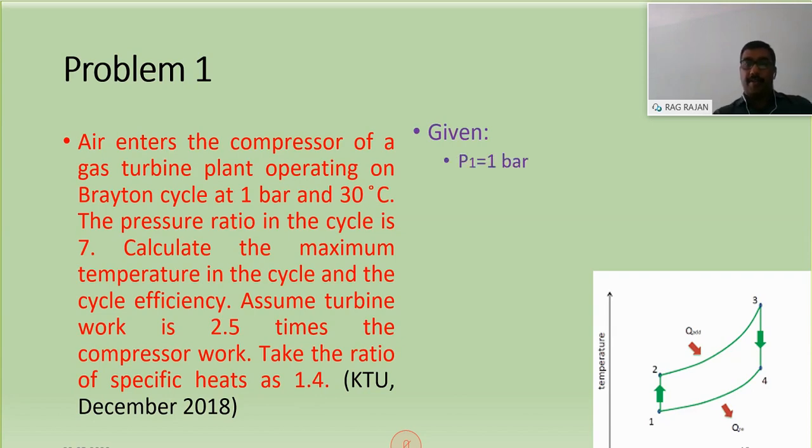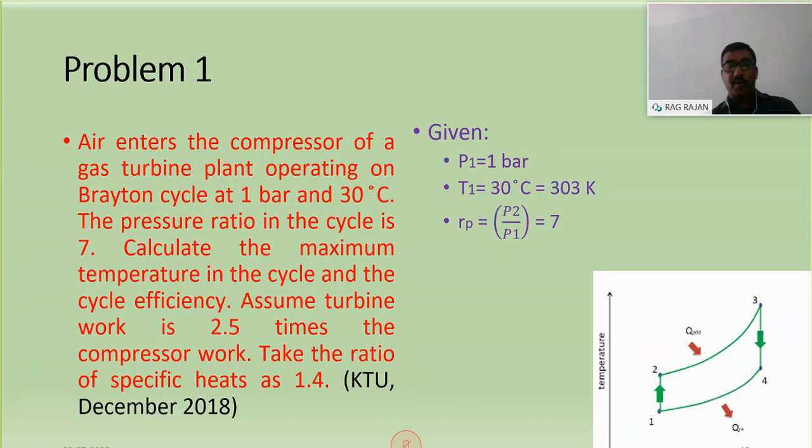So what are the things given in this question? It is given that air enters the compressor of a gas turbine plant operating on Brayton cycle at 1 bar. Now, the initial temperature is 30 degrees Celsius or 303 Kelvin. The pressure ratio is given, that is Rp, P2 by P1, equal to 7. Now, one condition is given, for the maximum temperature that we have to find out. Here it is given, assume the turbine work is 2.5 times the compressor work. That means W out is equal to 2.5 W in. Earlier I have mentioned gamma. Gamma is equal to 1.4 for air. The medium is air. Even if it is not given as 1.4, you have to take it as 1.4 if the medium is air.